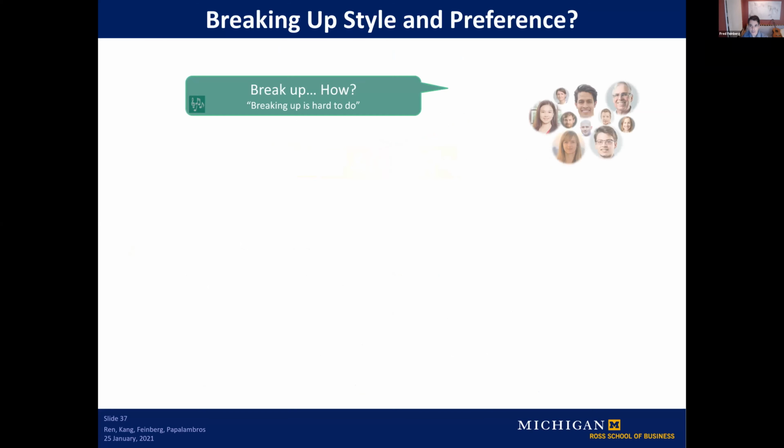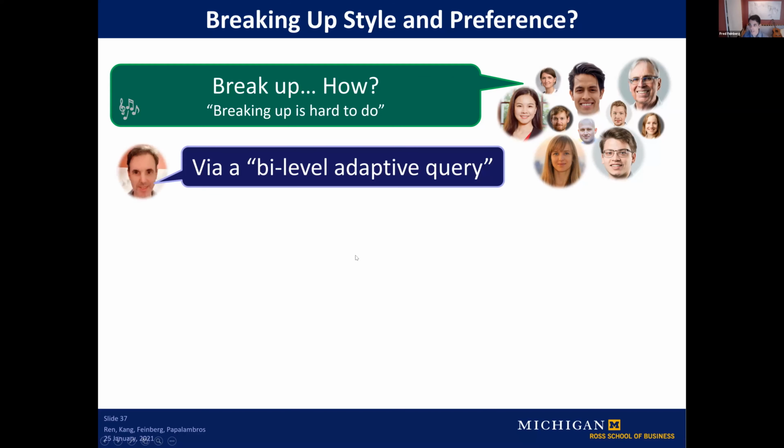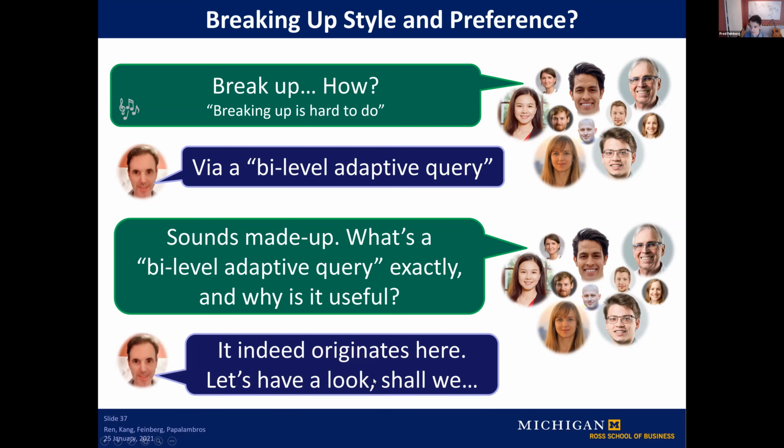And naturally, you might ask, break up, how? Because I couldn't resist this cheesy 70s song. Breaking up is hard to do. We're going to use something called a bi-level adaptive query. And that sounds made up. What's a bi-level adaptive query and why is it useful? It indeed does originate here. One could say it's made up. Let's have a look, shall we, at what one of these things actually is.